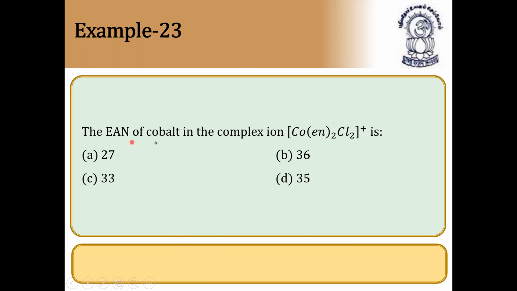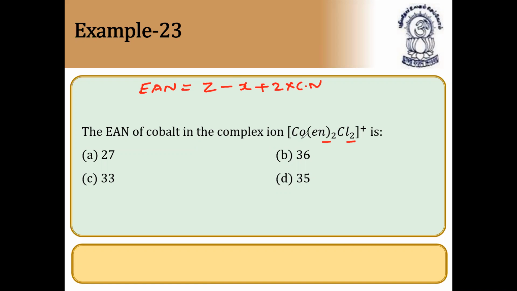The effective atomic number of cobalt in the complex ion [Co(en)2Cl2]+ is. First, we'll find the oxidation state of the metal. To find the effective atomic number, what is the formula? EAN = Z minus X plus 2 into coordination number, where Z is the atomic number and X is the oxidation state of the central metal atom. Here the coordination number becomes 6, because en is bidentate. So 2 into 2 is 4, 4 plus 2 is 6.